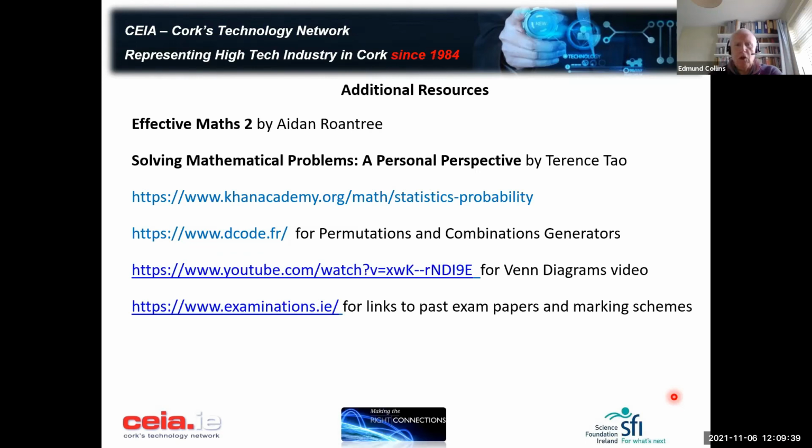Just before finishing up there, just to summarize some additional resources, I've spoken a number of times about Effective Maths too by Aidan Rowntree. If any of you have that or know anybody who has it, there's some very good information on probability in that and some good examples. I like this book, Solving Mathematical Problems, Personal Perspective by Terence Howe. If you're really interested in getting into problem solving techniques, that's a very good book. A little heavy at times, but it's a good resource.